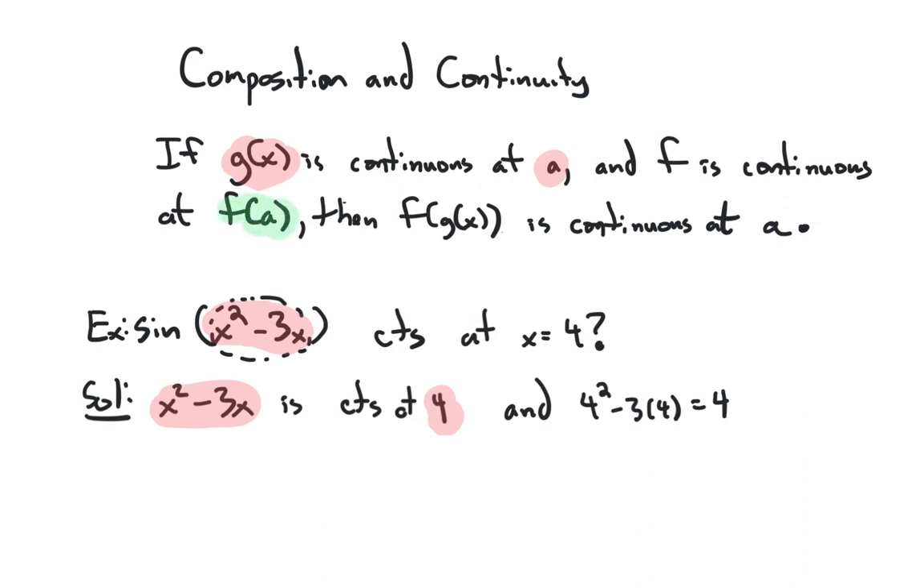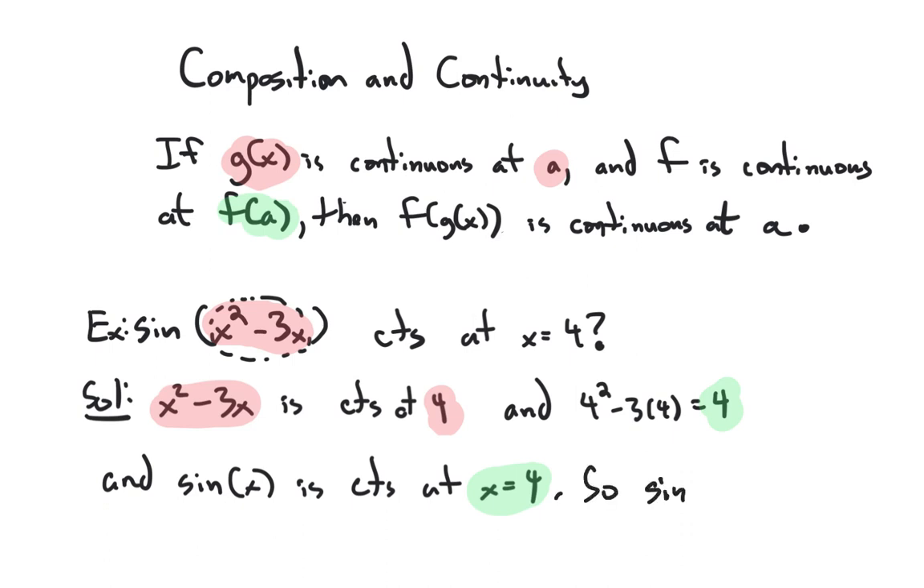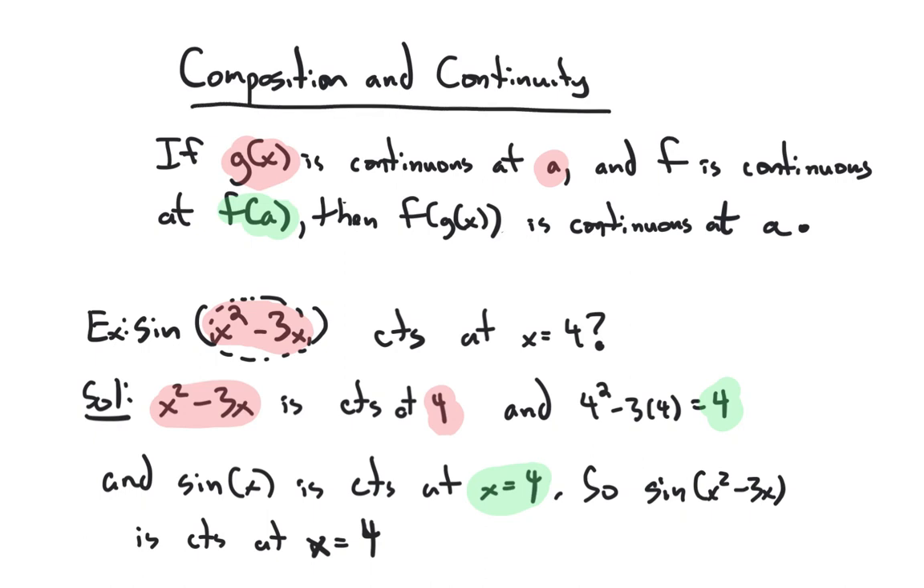So that's our f of a here. And we know sine of x is continuous at x equals 4. That's our f of a. So we know the composition, what we started with, sine of x squared minus 3x, is continuous at x equals 4. And that's how composition and continuity play with each other.